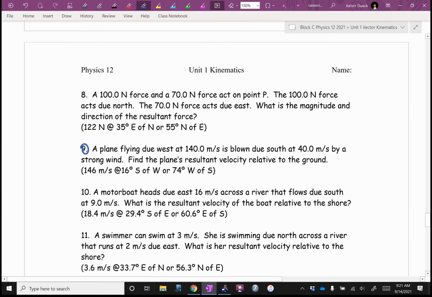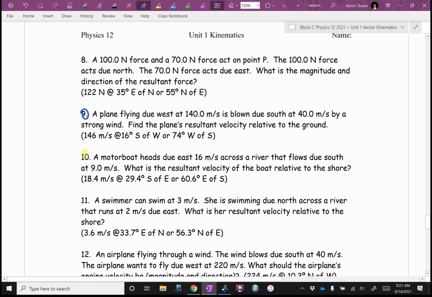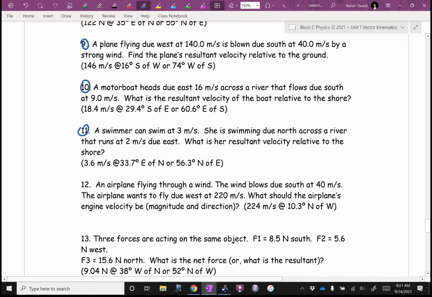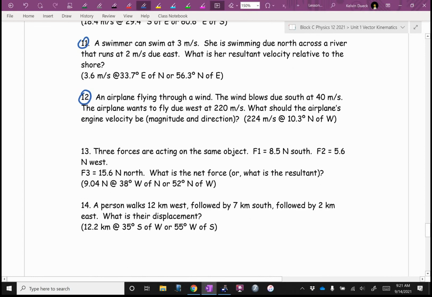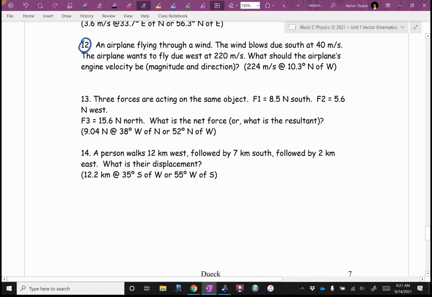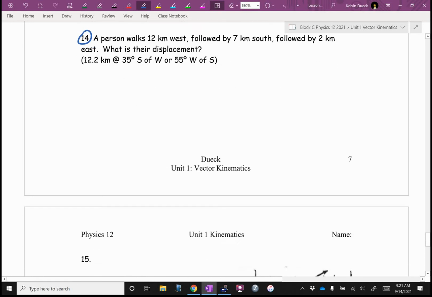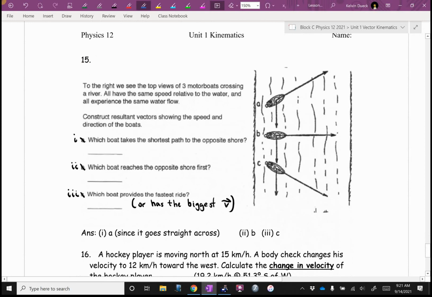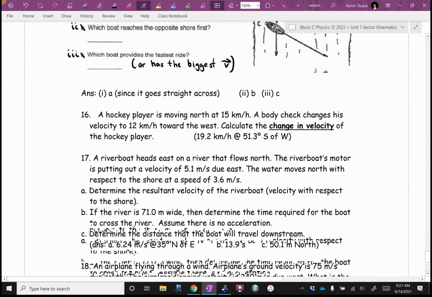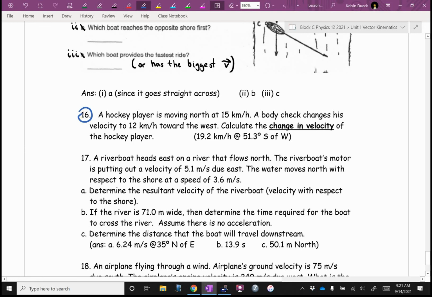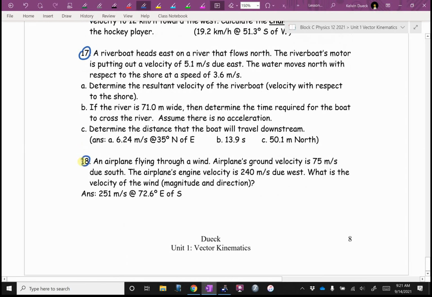Skip 8. 9 is good. 10 is good. 11 is good. 12 is good. 14. I skipped 13. 15 is a little thought puzzle. 16 is good. 17 is good. And 18 is good.